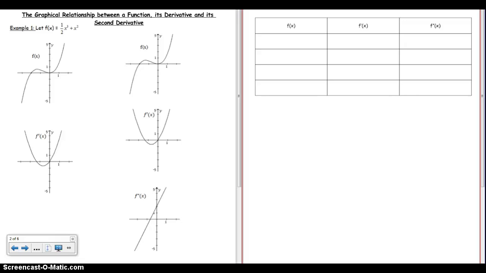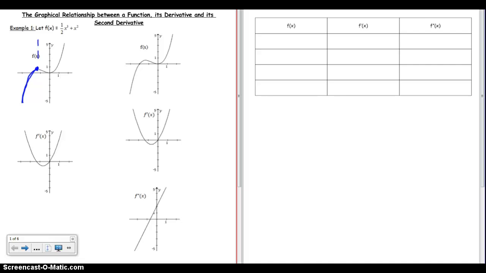We have a function here, f of x equals 1/2 x cubed plus x squared. And the first thing I want to look at is where is f of x increasing and decreasing. So the word increasing means going up, and I'm going to use a lot of colors on this video, so you may want to pause and grab some colored pencils or some highlighters or something to follow along with in your notes. So increasing means the graph is going up.